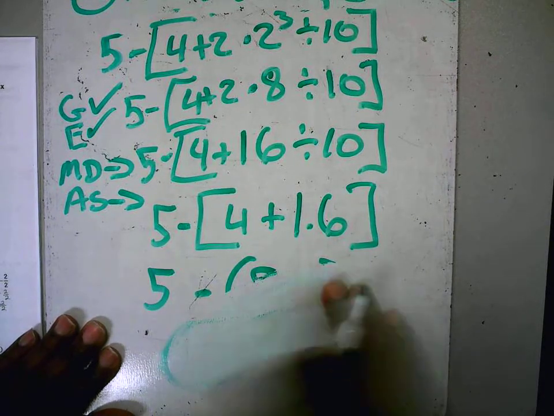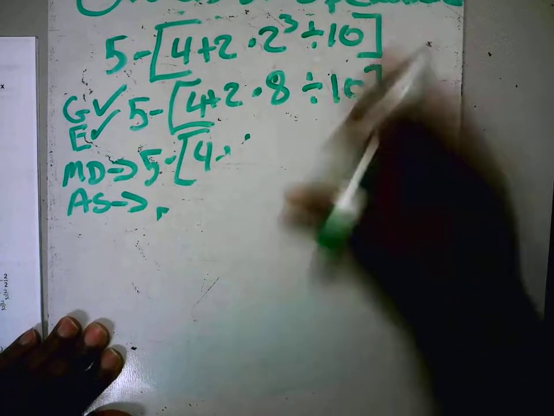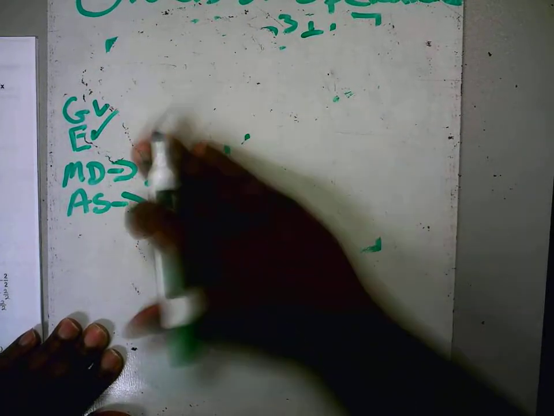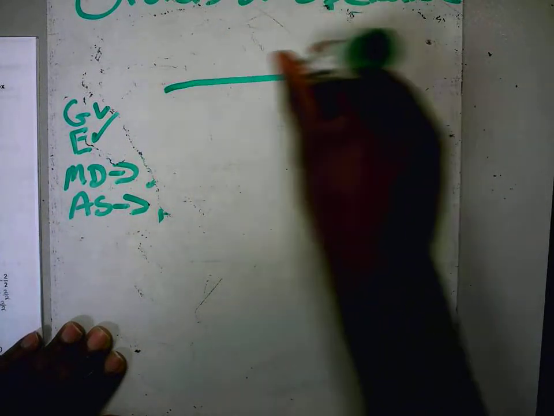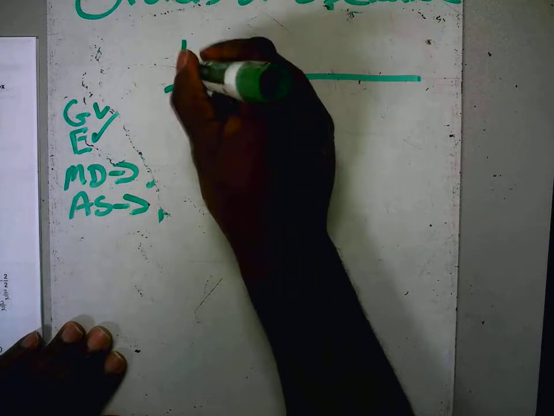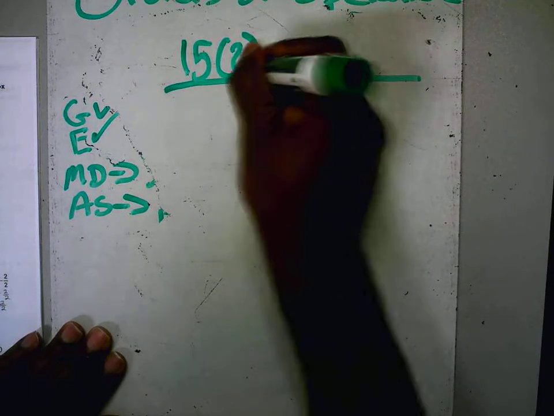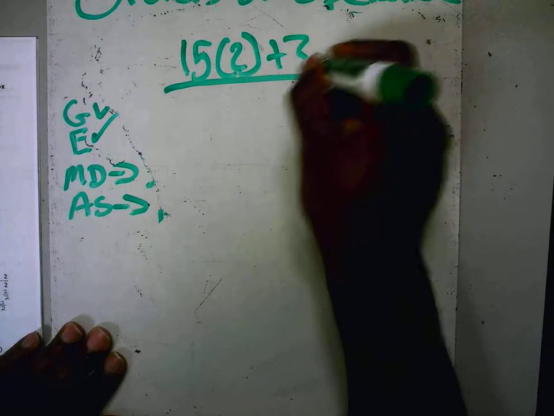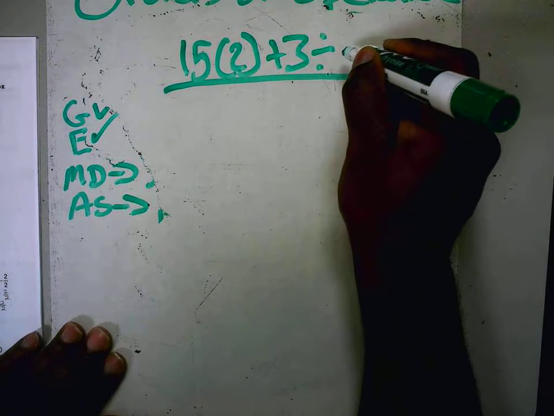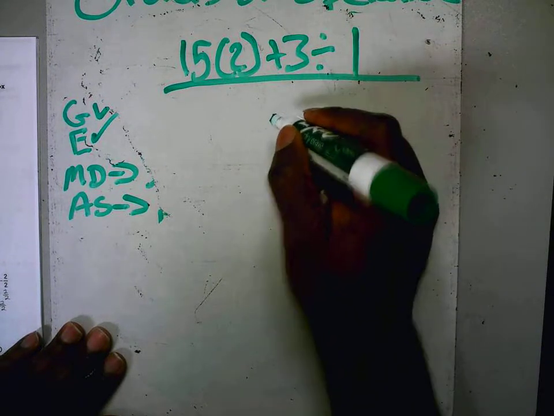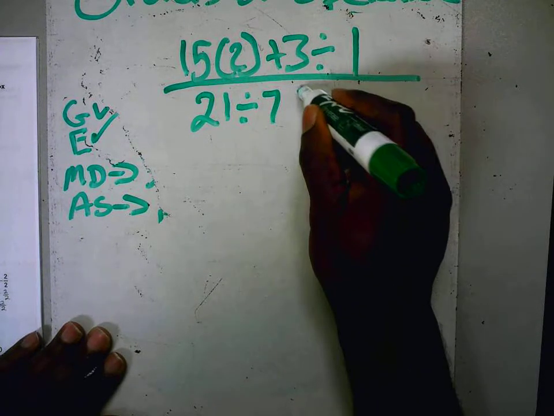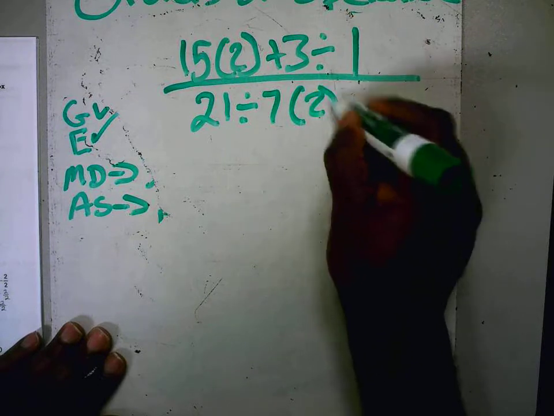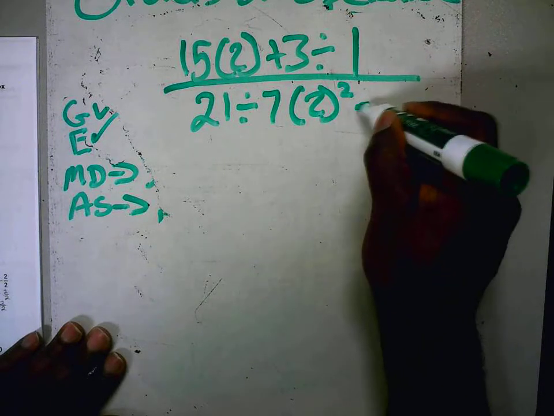One more, and we're finished, okay? Alright, now this one is going to be a little bit different. This one is going to be a fraction. So we're going to have 15 times 2, right? Plus 3 divided by 1. Alright. Then we're going to have 21 divided by 7 times 2 to the second power minus 4.